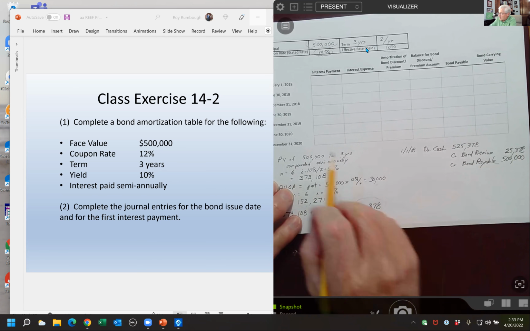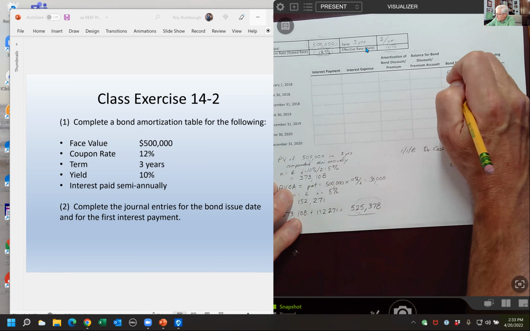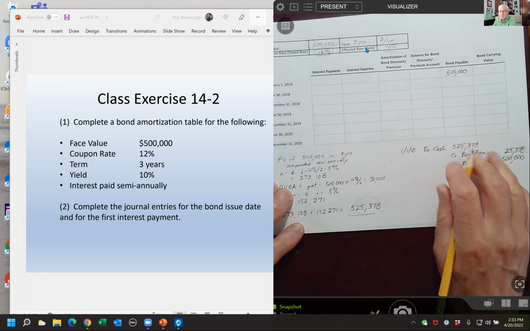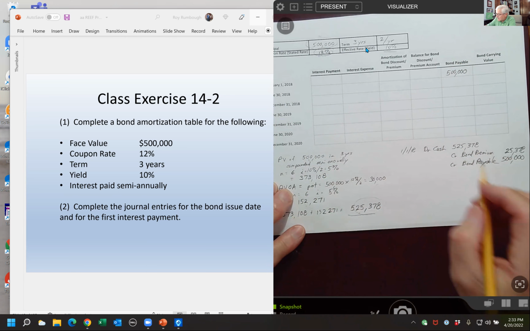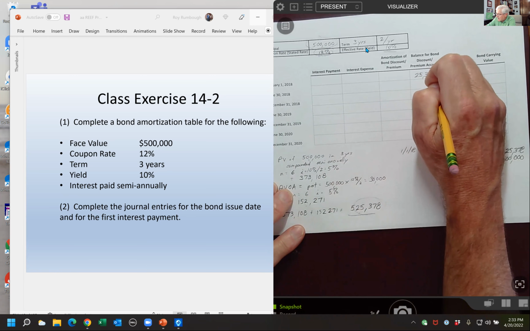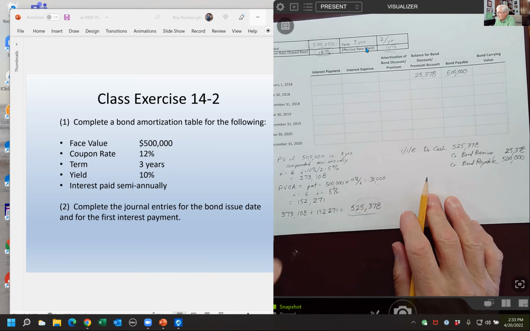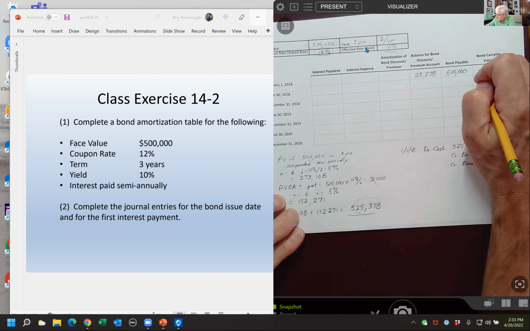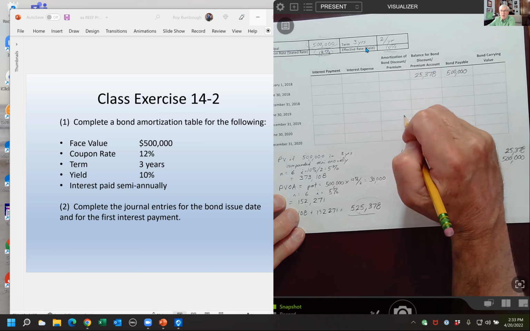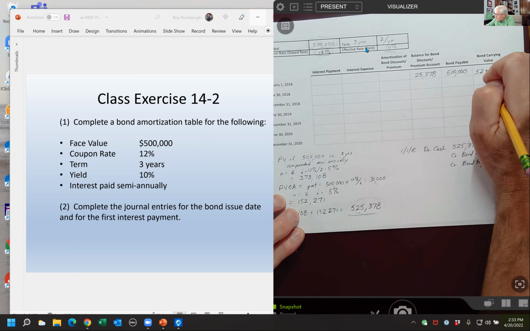So let's get started on January 1. What were the balances in this account? We had 500,000 in the bonds payable account. We had 25,378 in the bond premium account. And so the carrying value of the bond is the bond payable plus the premium: 525,378.